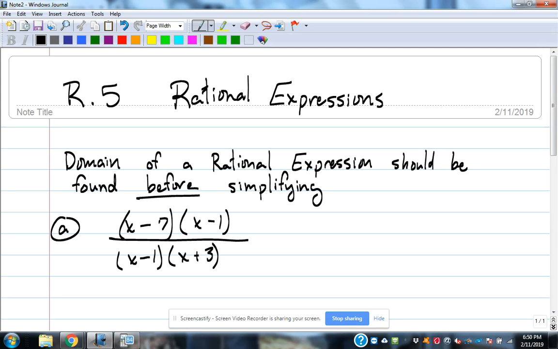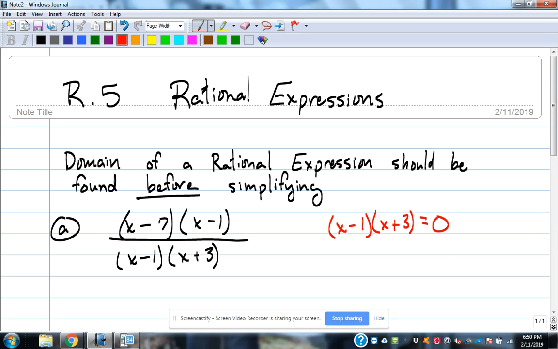So this one, it's a fraction. Rational expressions, we're looking at things that have x's in the denominator. So to find the domain of this, we're looking at the bottom part. So when is the bottom part equal to 0? That's what we've got to find. So before we do any simplifying, we're going to set the denominator equal to 0 to solve it, to get the restrictions on the domain.